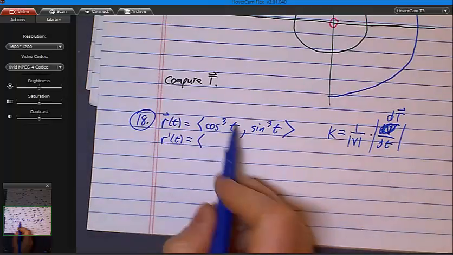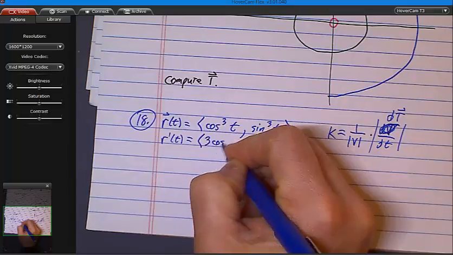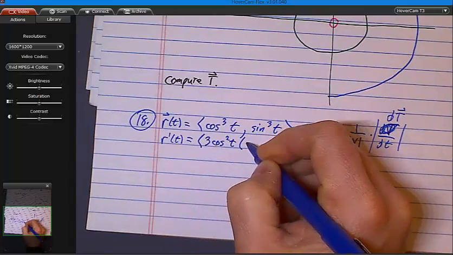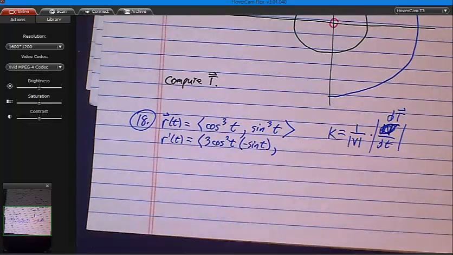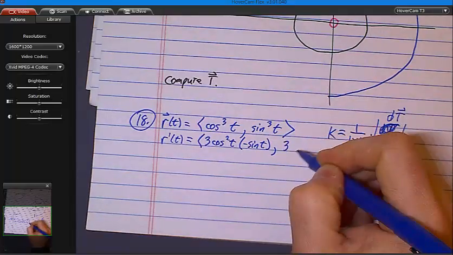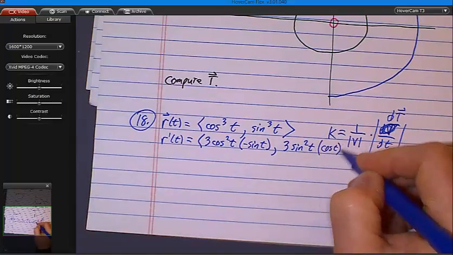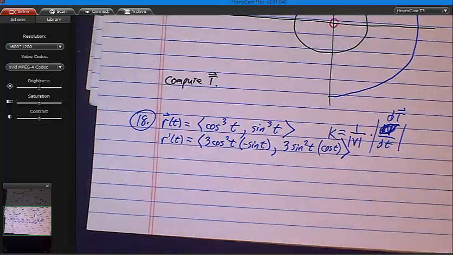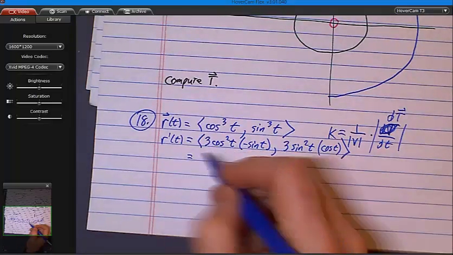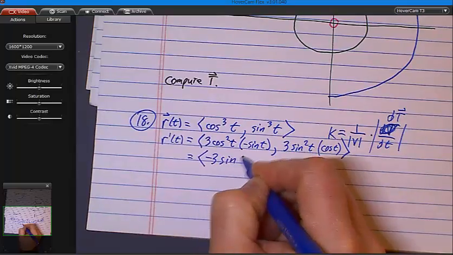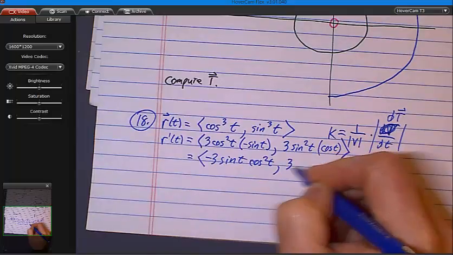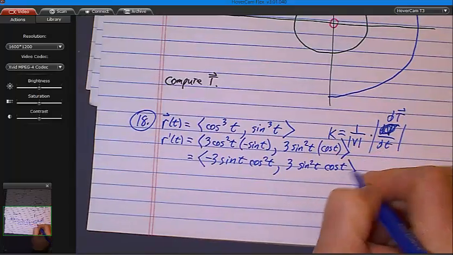Oh, I'm going to need some rules here, guys. Chain rule, right? Just taking the derivative of cosine cubed, you get 3 cosine squared times the derivative of cosine, which is negative sine of t. So there's the first coordinate. See if you could do the second coordinate real quick. 3 sine squared t, because I lower the exponent 1, times cosine of t. So there's r prime. If I were to simplify it, it's negative 3 sine t cosine squared t, comma, 3 sine squared t cosine t. So there's r prime.